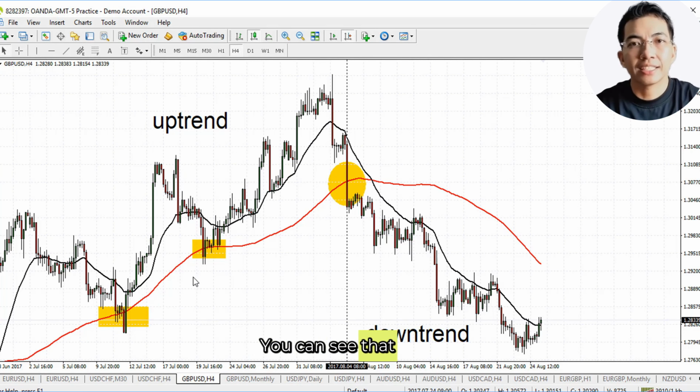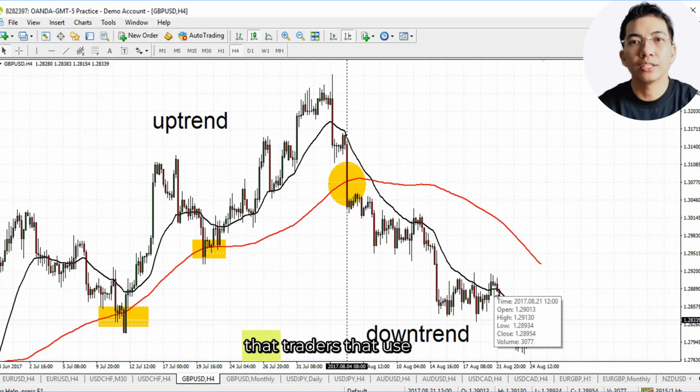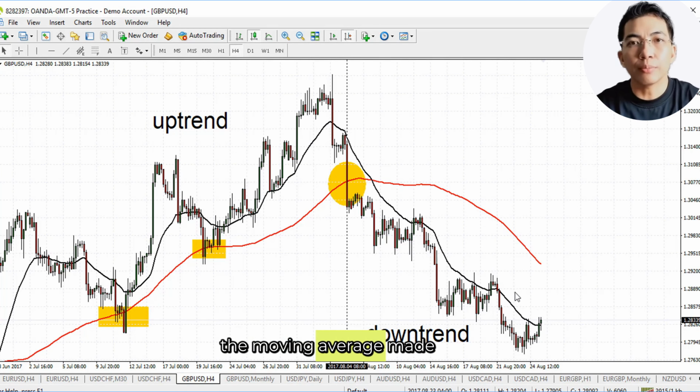You can see that in this first part you will have a lot of tough decisions to make, and it is normal to get caught in some bad decisions that will cost you money. But in this second part, the moving average acts perfectly as a resistance, and I'm sure that traders that use the moving average made a lot of money from this scenario.